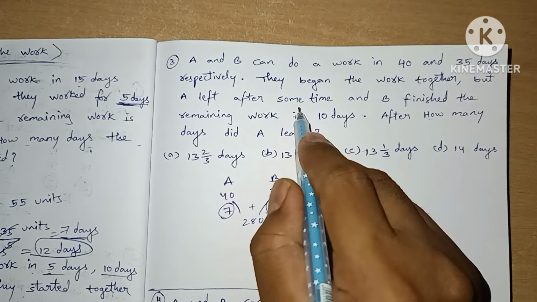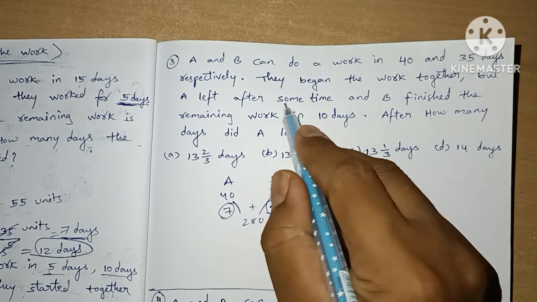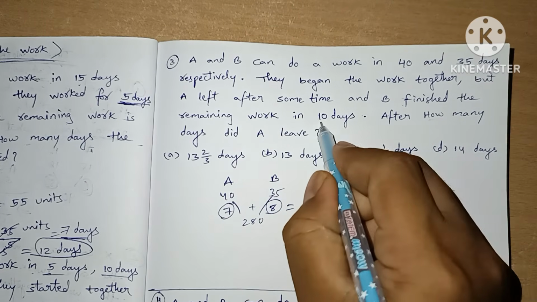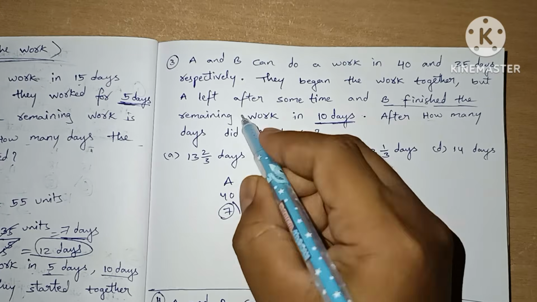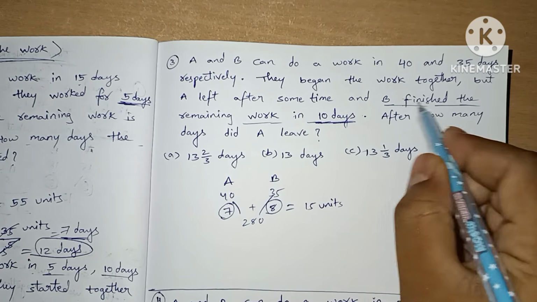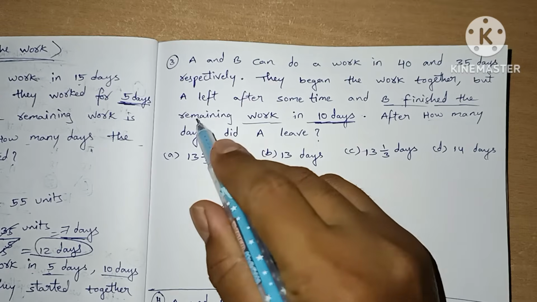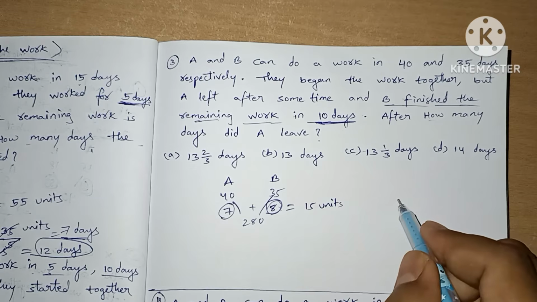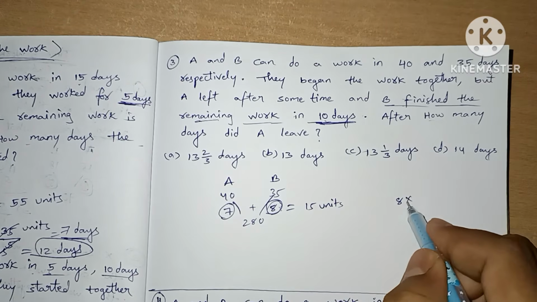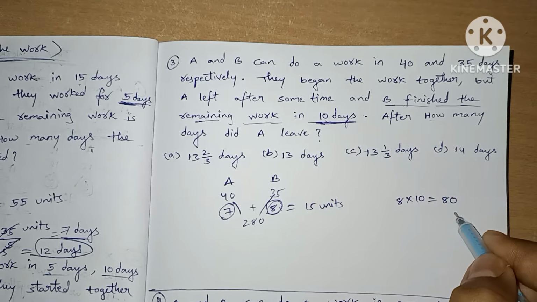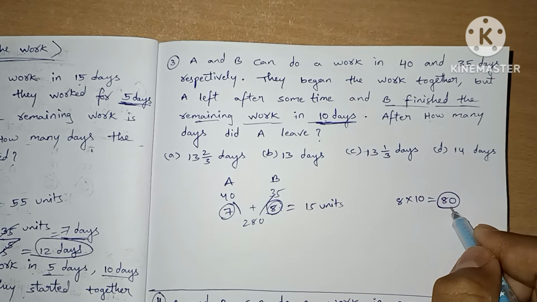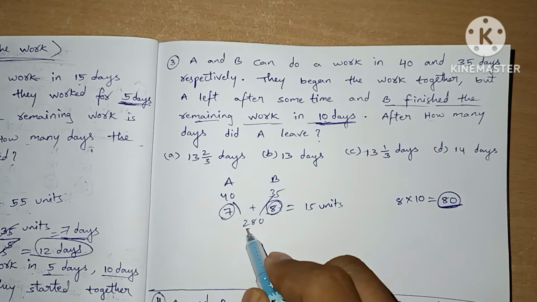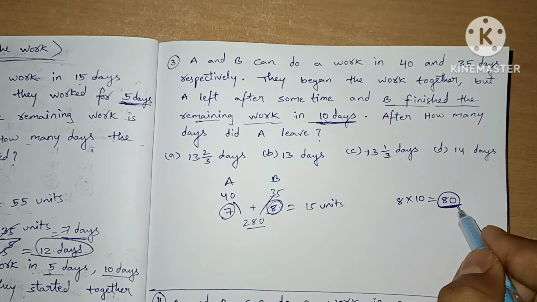But A left after some time. We don't know after how many days A left, and B finished the remaining work in 10 days. This is the point we need to catch here. B finished the remaining work in 10 days. B's efficiency is 8 units. 8 units, 10 days, he completes 80 units. So 80 units is completed, remaining work 80 units. So before we have 280 units, B completed the remaining 80 units.